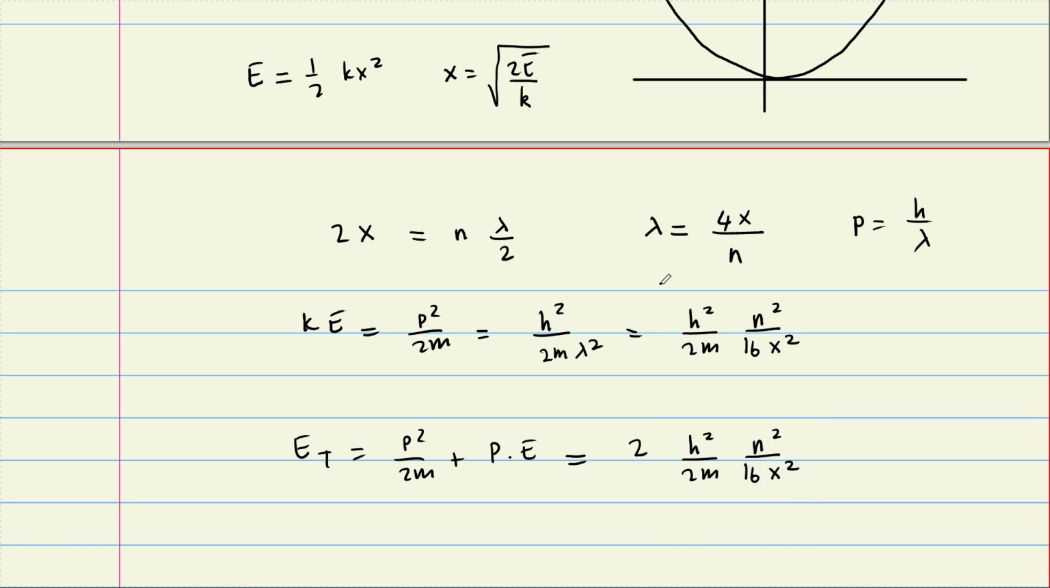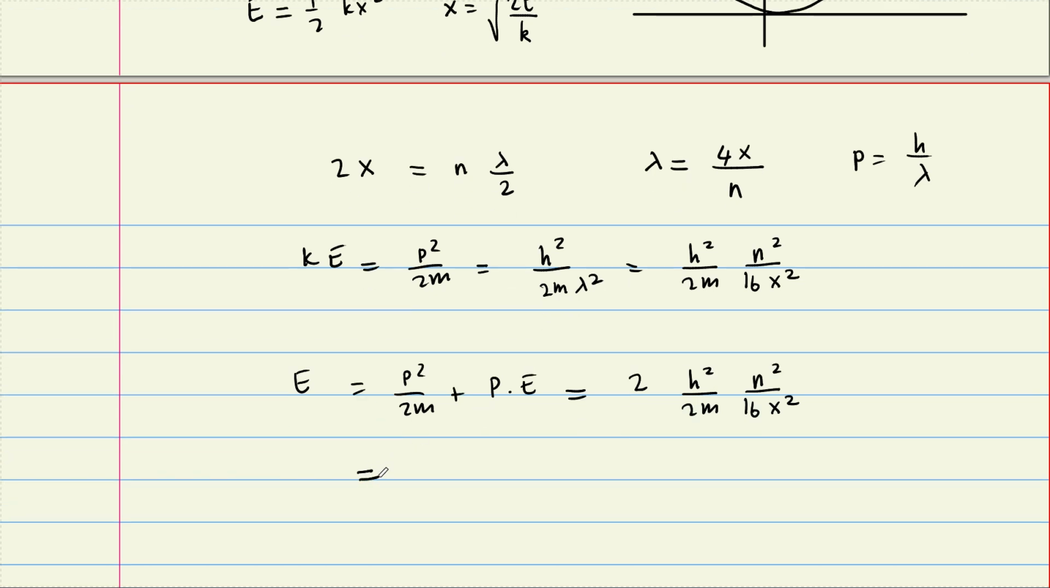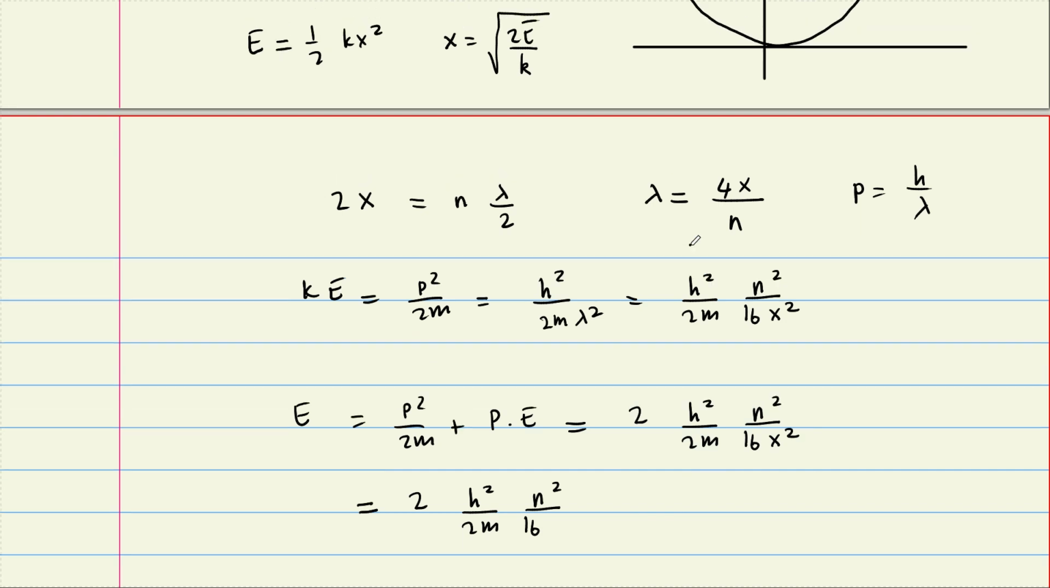Now x is written in terms of E, and this is also E, so let's substitute. So this is equal to this entire thing, and for 1 over x squared, I'm going to write k over 2E. I just copied this. Is that clear?